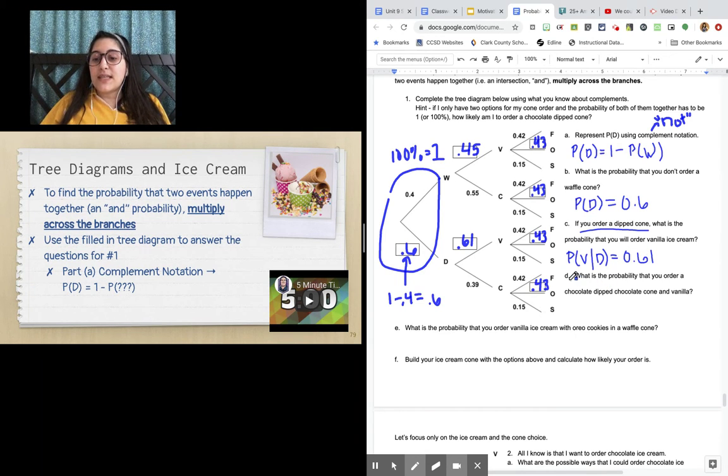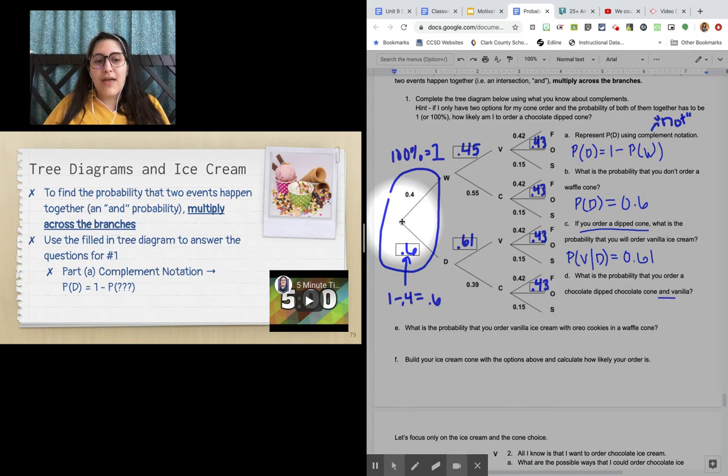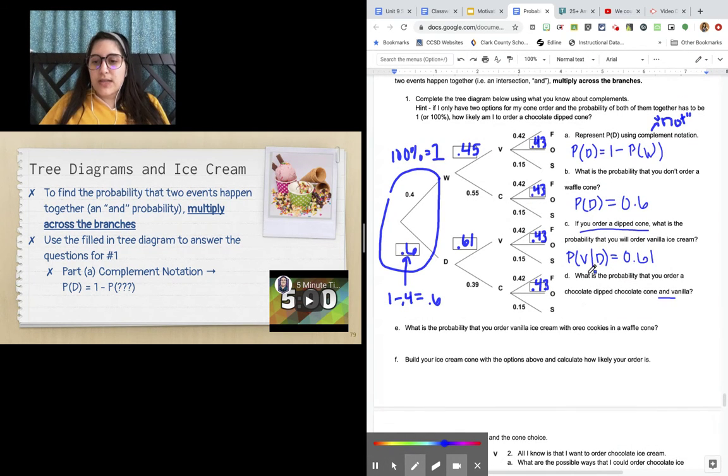So in part D, this says, what's the probability that you order a chocolate dipped cone and vanilla? Okay, so what I'm going to do is I'm going to follow my path that's stated for me in the problem, and I'm going to multiply along the branches that I follow. So I'm ordering a chocolate dipped cone. Okay, so that's the 0.6 probability right there, and vanilla. So I'm going to figure out what this value is, the and probability, by multiplying these two numbers together, 0.6 times 0.61. So let's do that.